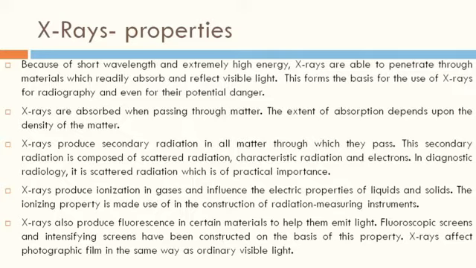Next property: X-rays produce secondary radiation in all matter through which they pass. This secondary radiation is composed of scattered radiation and characteristic radiation from electrons. In diagnostic radiology, it is the scattered radiation which is of practical importance. X-rays also produce ionization in gases and influence the electric properties of liquids and solids. The ionizing property is made use of in the construction of radiation measuring instruments.